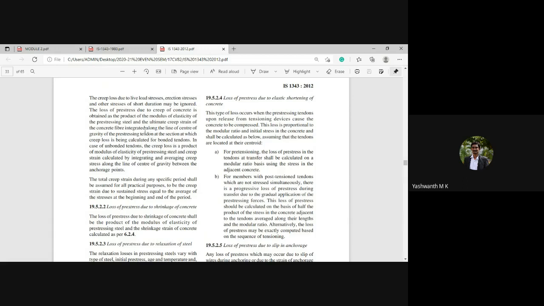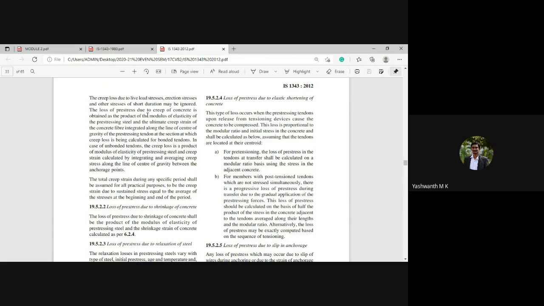So the formula for this ultimate creep strain, that is, loss of pre-stress due to creep of concrete, can be calculated based upon two methods. One is the ultimate creep strain method, another one is the creep coefficient method. If based upon ultimate creep strain we want to calculate the loss of pre-stress due to creep, then the formula is: loss of pre-stress due to creep of concrete equals epsilon Cc, that is ultimate creep strain, multiplied by Es, multiplied by fc. So this is the formula you are going to use to calculate the loss of pre-stress due to creep by the ultimate creep strain method.